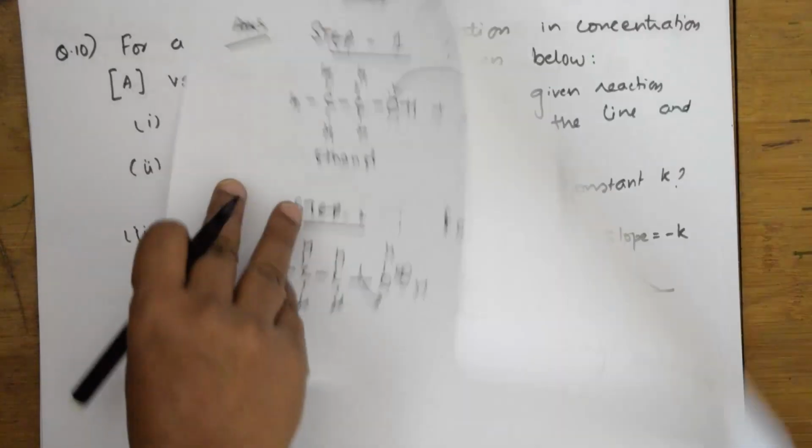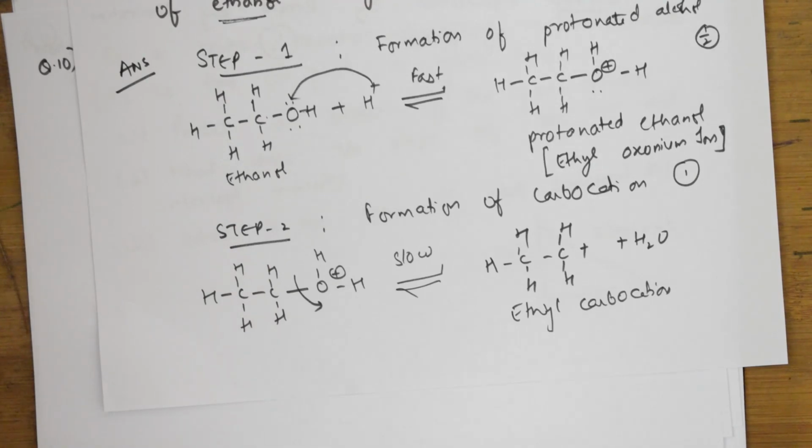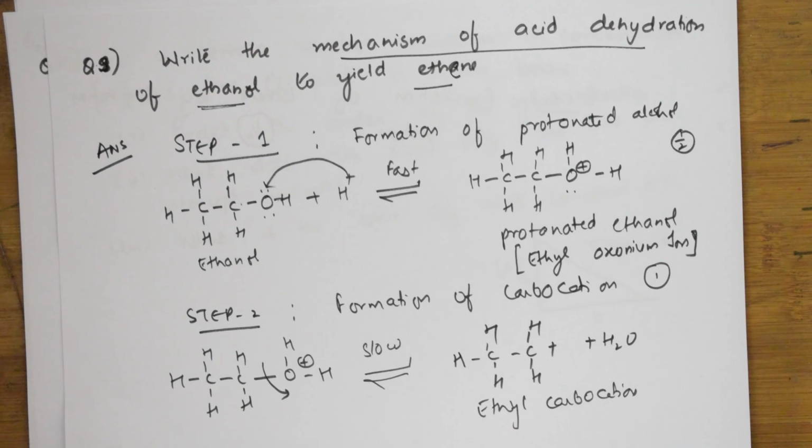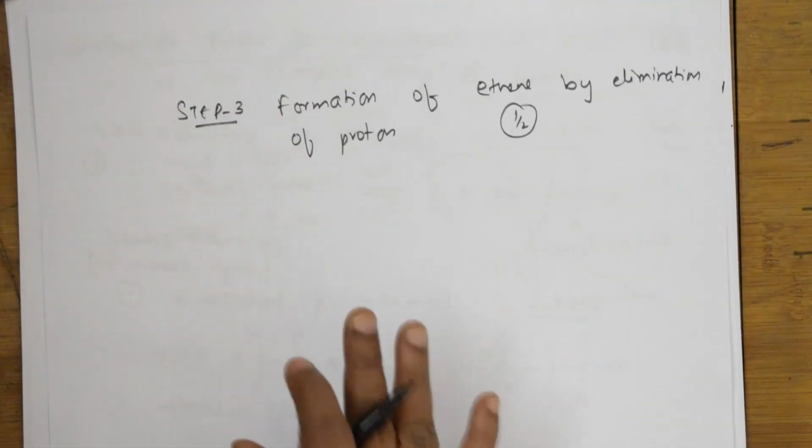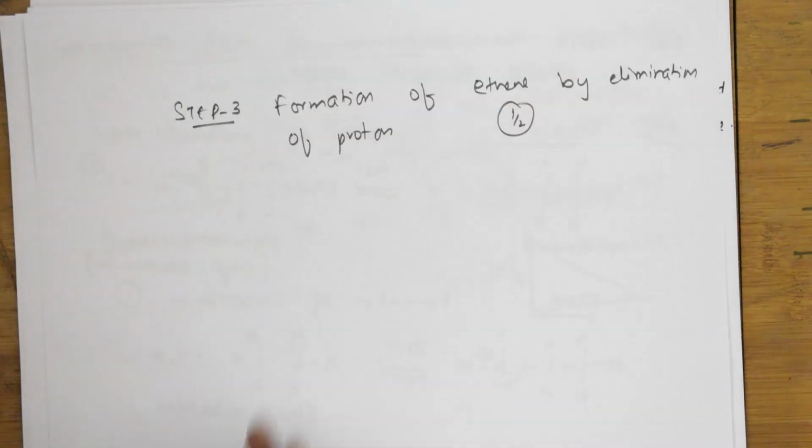Formation of ethene. Any doubt? Please let me know in the comment section, because mechanisms are compulsory in your board examination. You have to be very clear while practicing. Then let's come back to third step. So in third step, it is formation of ethene by elimination of proton.